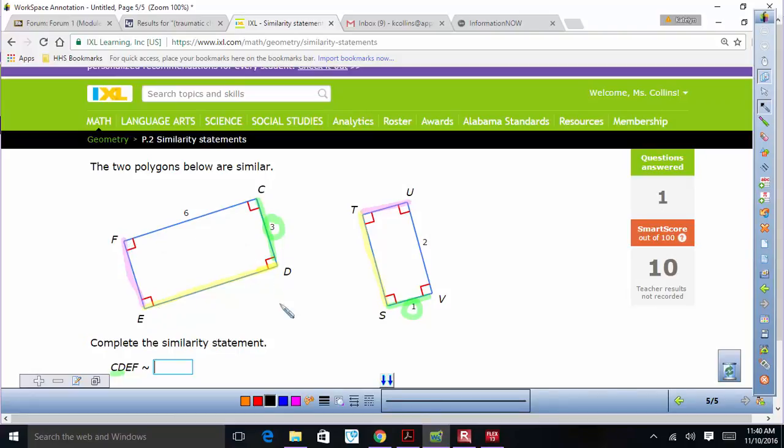So we would have to go from V to S to T to U. So V to S to T to U. So you're looking at corresponding sides and then going in that same order.